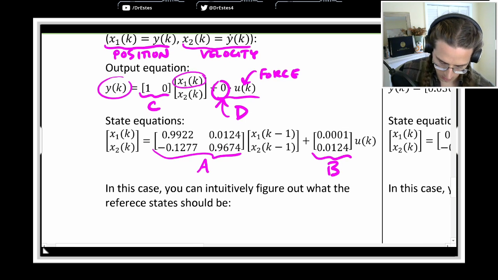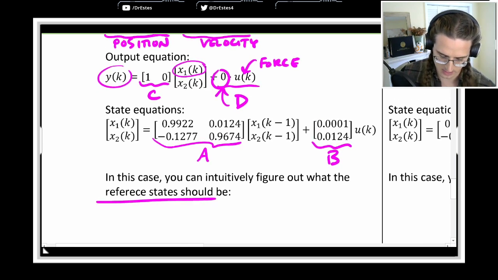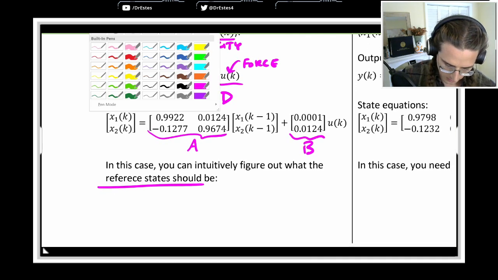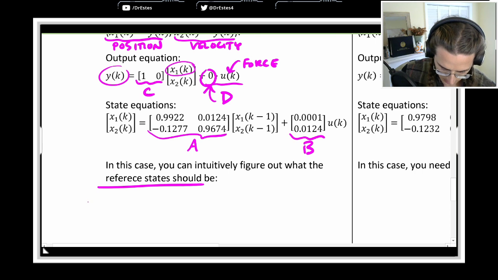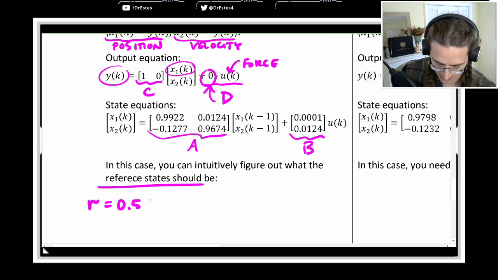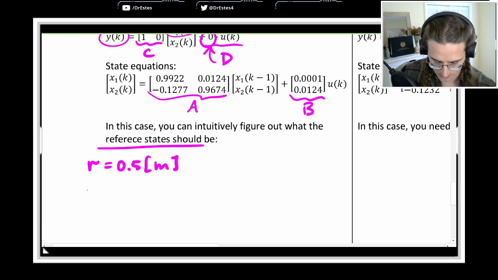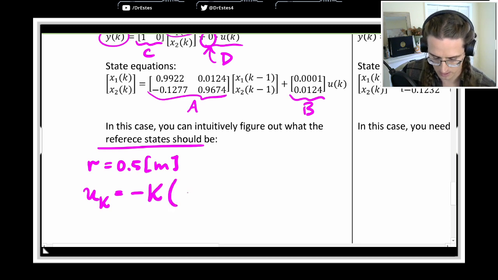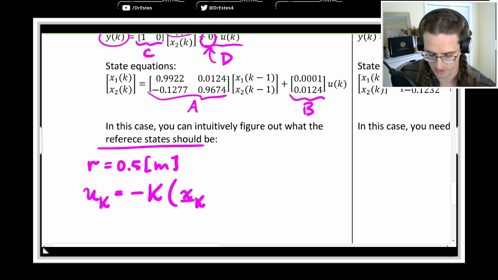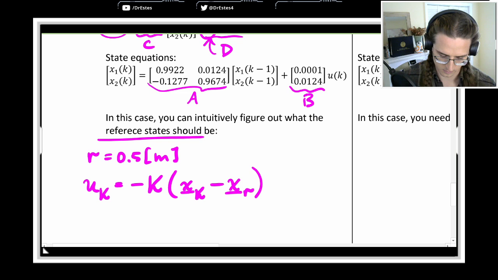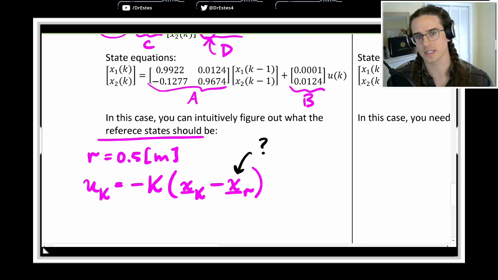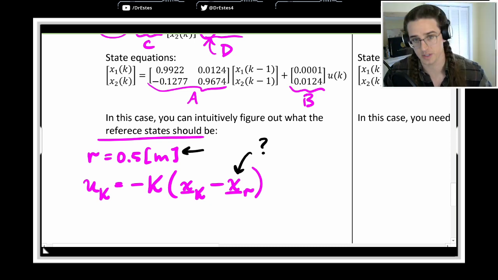So the question is, what are the reference states for this? Let's build this up again. Let's say r, I want to move the mass to a position 0.5 meters. When I define my control input at each step, it's going to be minus some gain matrix times the states, and I'm just going to put the actual states here, even though we'll use the estimated states, minus some reference states. So what should these reference states be if the reference position is 0.5 meters?